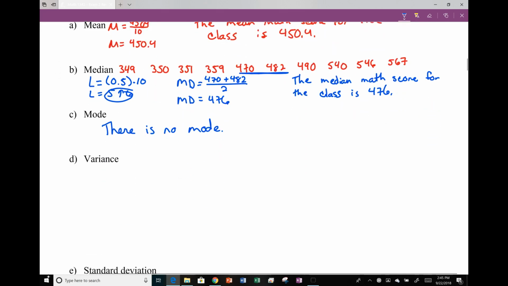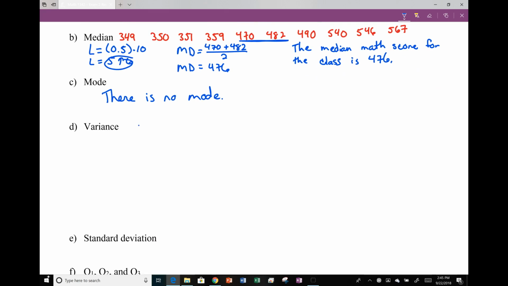Part D asks us to find the variance. So we're going to take our value minus our mean, and our value minus our mean squared. So go ahead and fill in the values here. You can fill them in any order. I'm probably just going to fill them in the order that they are written here. And let's see what we get.